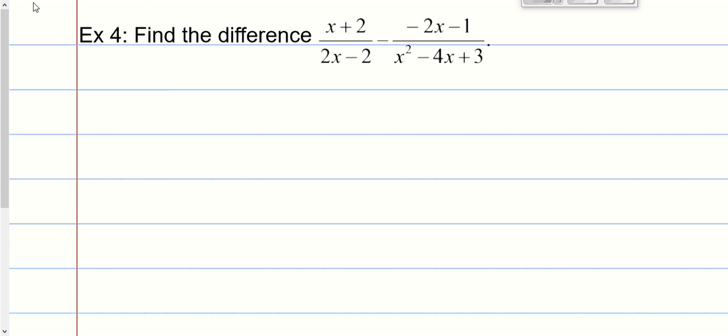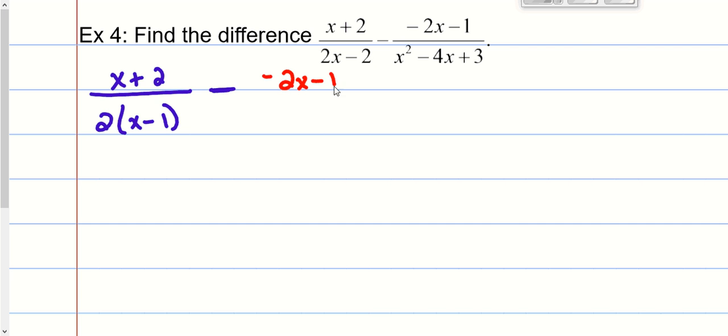Now let's find a difference. We just found the sum. Let's find the difference. So on the first fraction, I have x plus 2 over, I'm going to go ahead and factor that denominator, take out a 2, and I'm left with x minus 1, so 2 times x minus 1, minus, and then on the top of this one, I have negative 2x minus 1 over, let's factor this using P and S. Multiply to get 3, add to get negative 4.